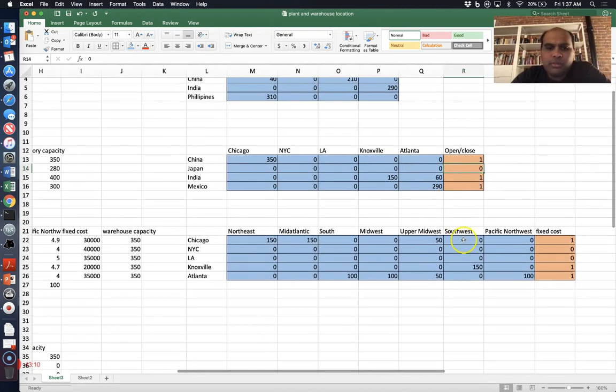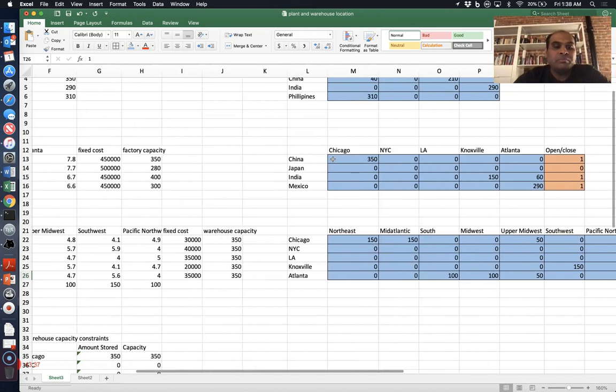And which warehouses are open? The Chicago warehouse is open. The New York and the Los Angeles warehouses are not. The Knoxville and the Atlanta warehouses are open. So we have Chicago, Knoxville, and Atlanta. Those are the 3 warehouses that are open. And you will notice that because these warehouses in New York and LA are not open, all of these values are 0, saying that nothing is supplied out of these warehouses. Similarly, nothing is supplied to these warehouses because those warehouses are not open.